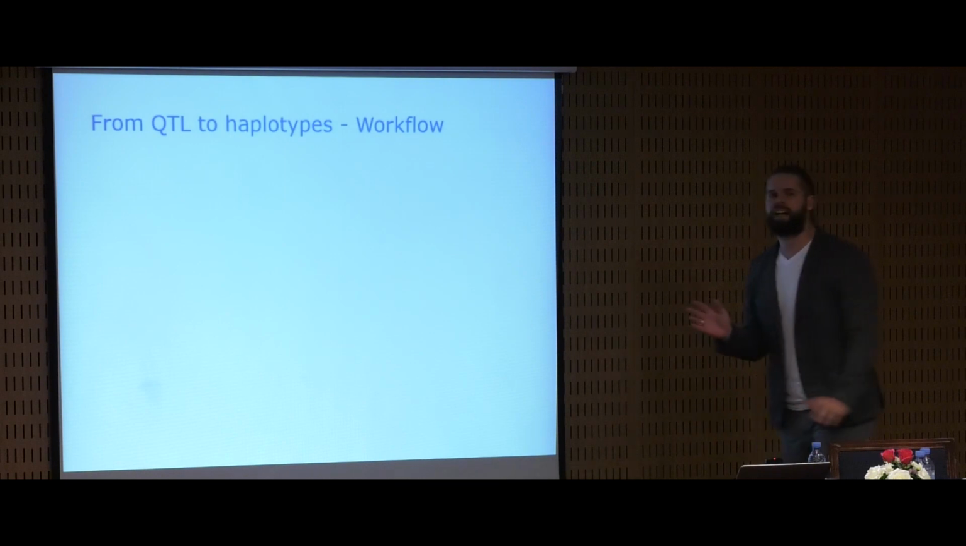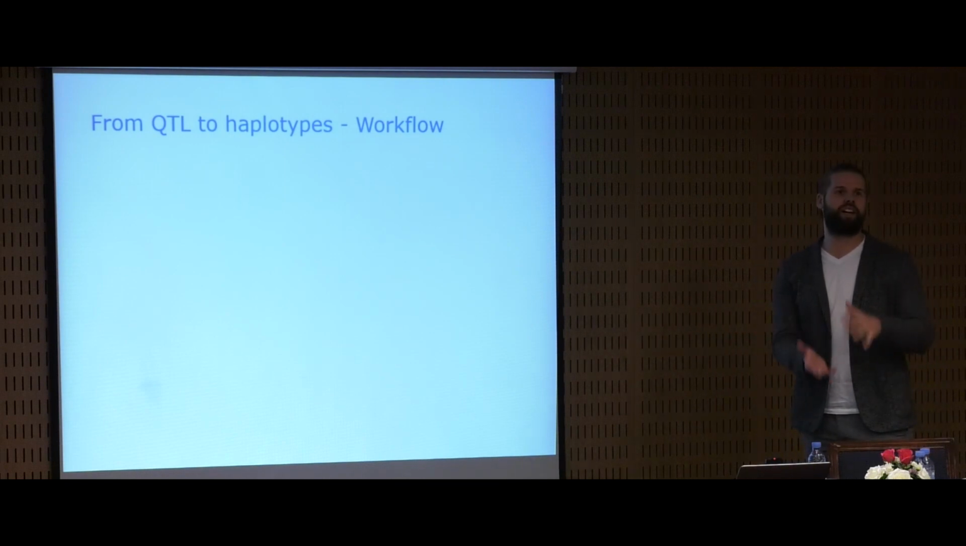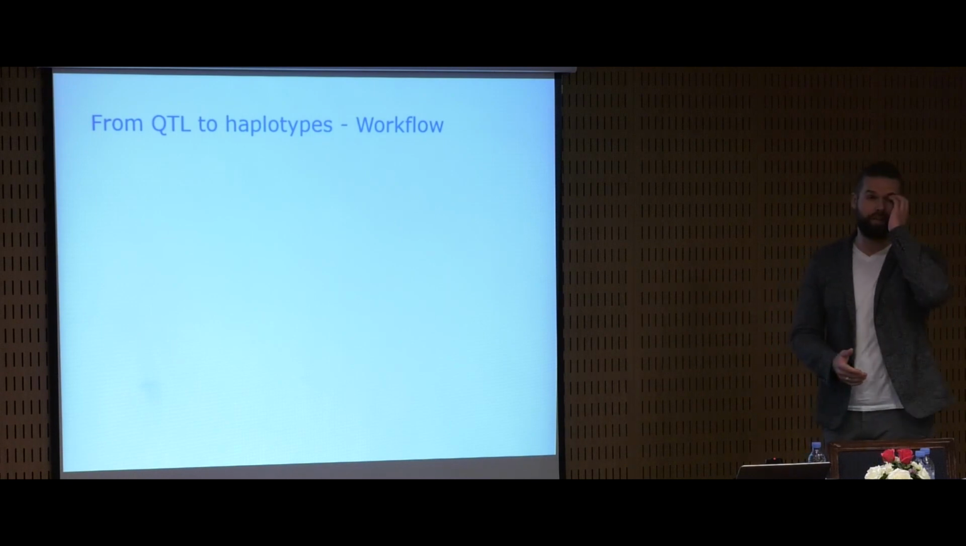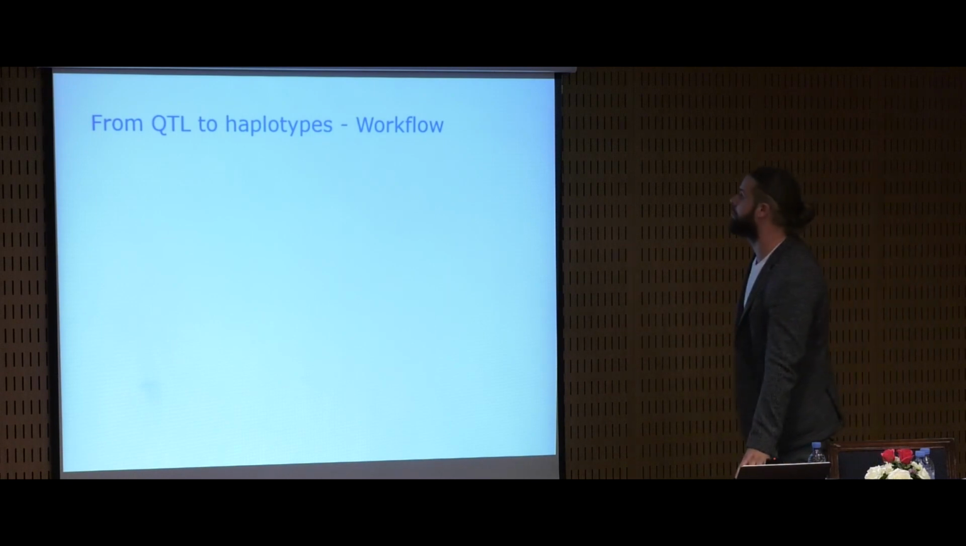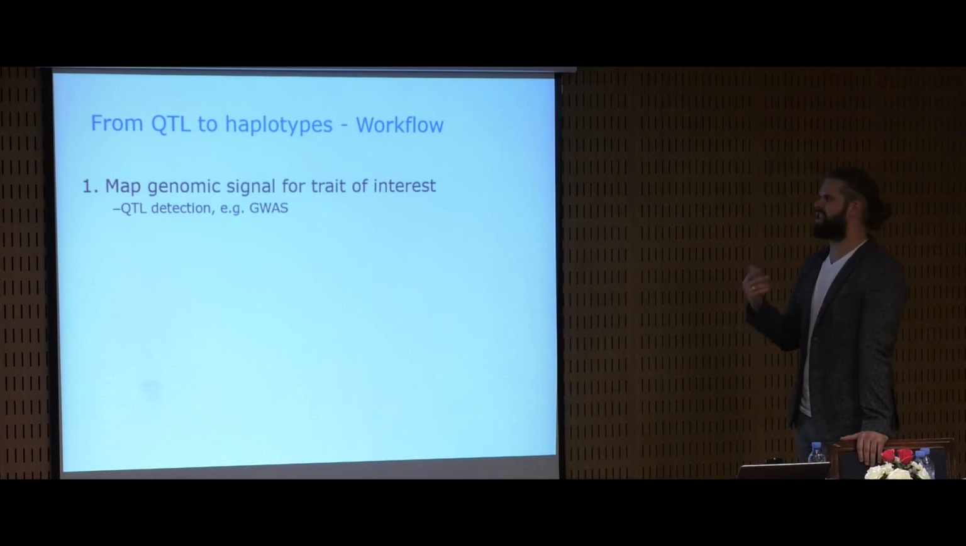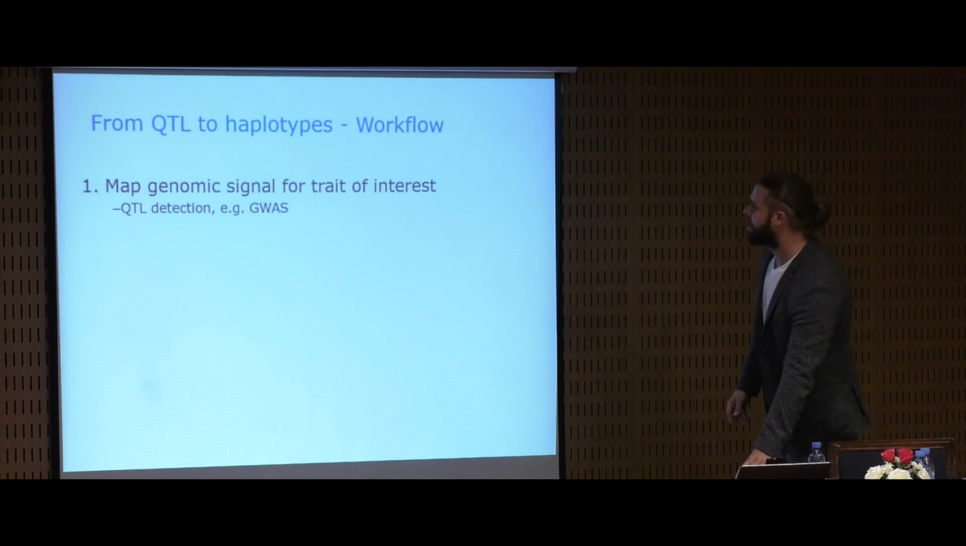So to formally define a workflow, how you get from QTL to haplotypes, if you just want to play around with this using your own data at home, you would firstly need a genomic signal for your trait of interest. That's essential, obviously, in the very beginning. You could, for example, run a GWAS, map a QTL.